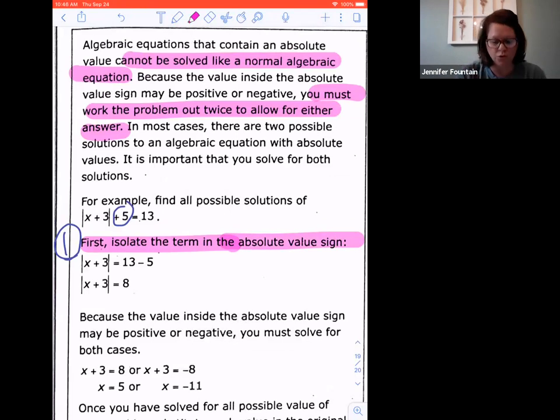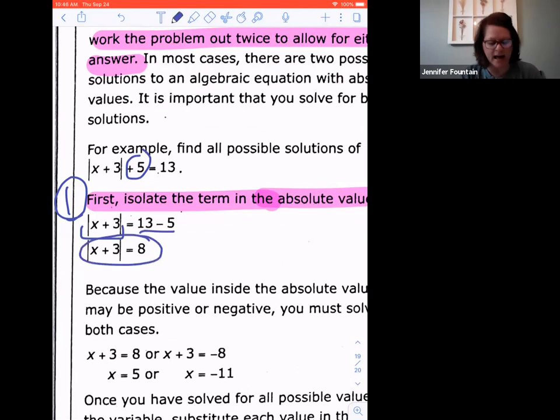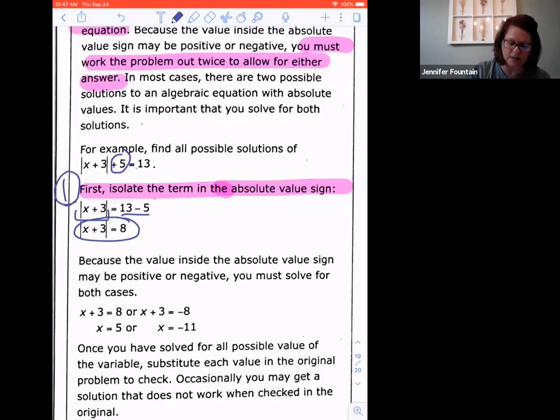Step 1 is to move anything that is with the absolute value to the right-hand side. So if it's a positive on the left, subtract it to move to the right. So that's what they've done here: now I've got the absolute value of x plus 3 on the left, it is isolated, equals 13 minus 5. 13 minus 5 is 8. So now I have just the absolute value of x plus 3 equals 8. Now it says because the value inside the absolute value sign may be positive or negative, you must solve for both cases. So this is going to be step number 2, is to solve for both cases.